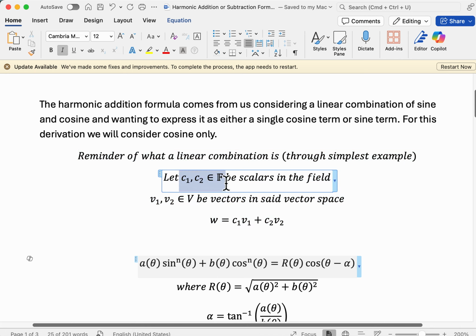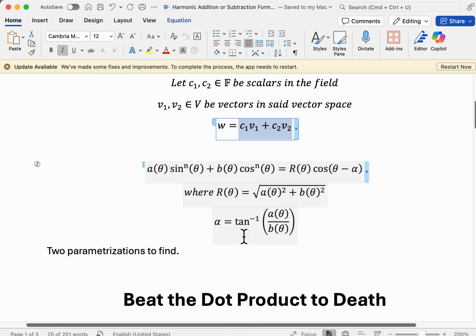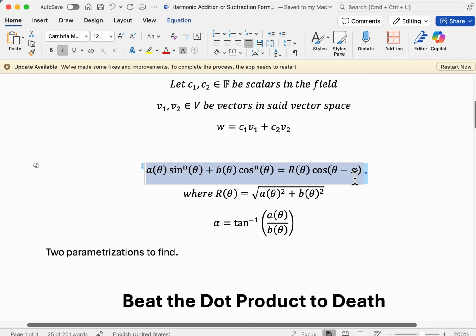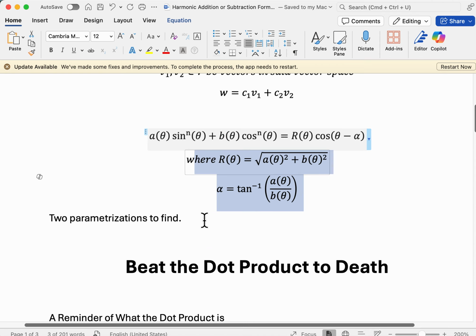So I've listed here, to remind you, for the simplest example, what a linear combination is. Let C1 and C2 be scalars in the field that you're considering, with V1 and V2 being the vectors in said vector space. What you simply do is take each of these components and multiply them with each other for its corresponding index and then add them together. So W equals C1 V1 plus C2 V2. And in this case, it works here as well, in this format, and we have two quantities that we need to parameterize to find explicitly.